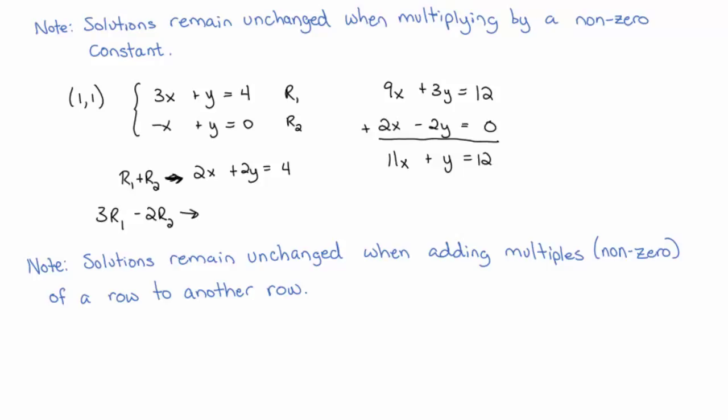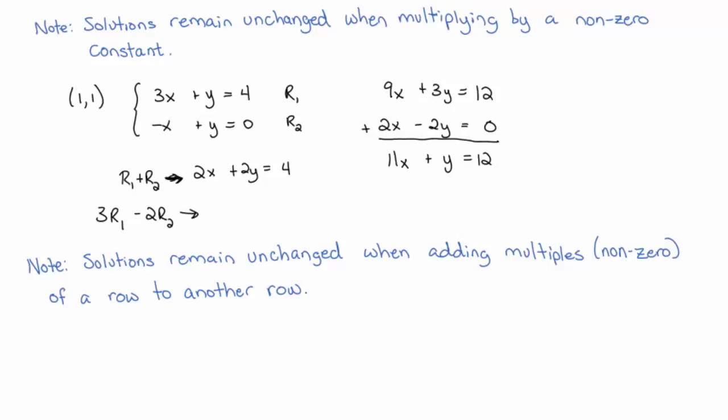So that is another row operation. So we have 2 row operations we're allowed to do that would not change the value of the solution to a system of equations. The first one being that we can multiply a row by any non-zero constant we want. Second one is that we can add multiples of rows to other rows. And again, solutions remain unchanged.